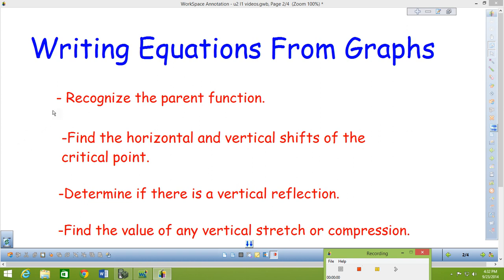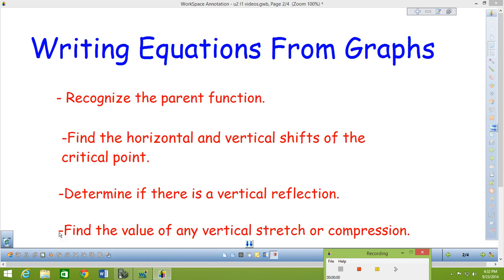First, we're going to recognize what that parent function would be. Then we're going to find if there are any horizontal or vertical shifts of the critical point. On the next page here, I'll talk to you about what the critical point of different parent functions would be. Then we're going to determine if there's a vertical reflection. In other words, was it flipped upside down?